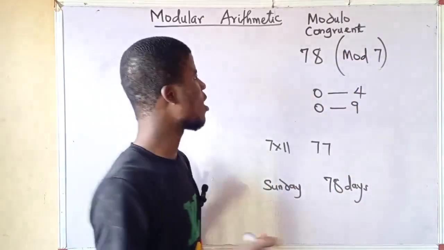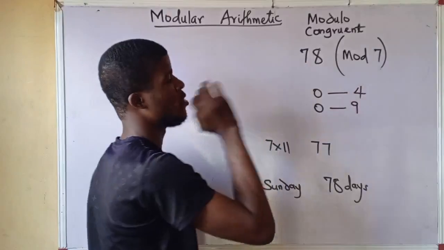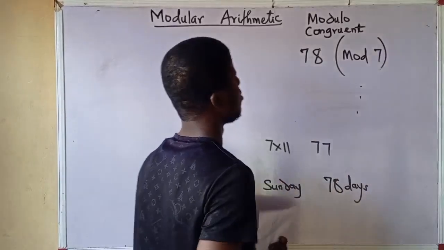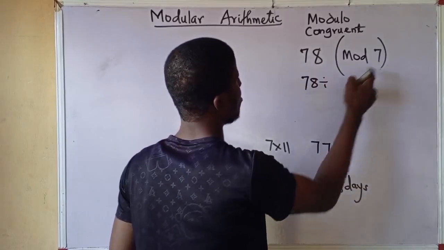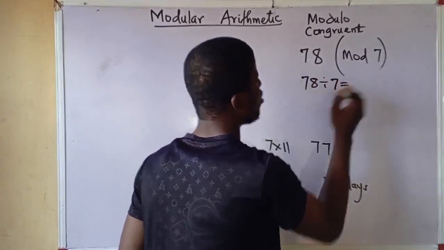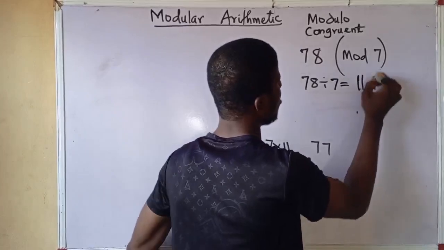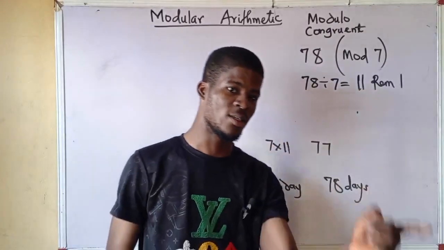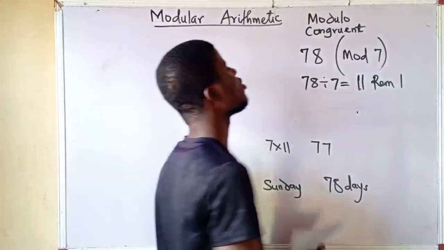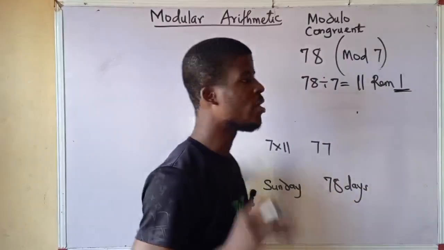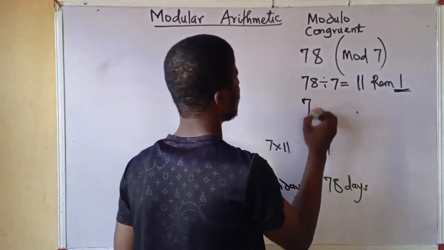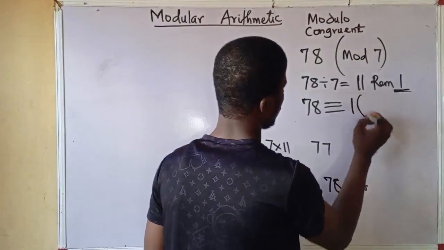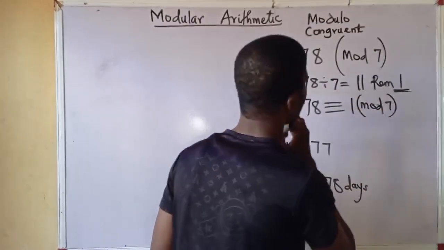78 is actually congruent to a value in modulo 7. What value is that? See how we work. 78 modulo 7 is this. If I divide 78 by 7, how many times will it go? 78 divided by the modulus, which is 7, it will go 11 times, remaining 1, because 7 times 11 is 77, plus 1 will give me 78. So it is this remainder that I'm going to take. It therefore means that 78 is congruent to 1 modulo 7. That's just it.